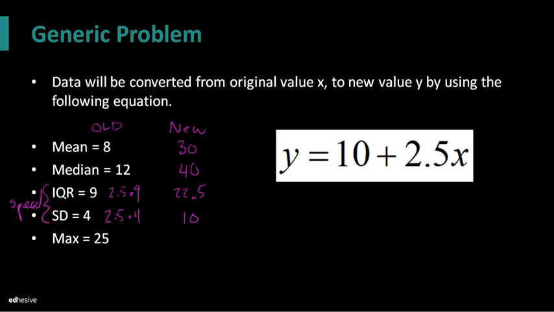Now the max is just a value, right? The max is one value. Any single value is going to get affected by everything. So 2.5 times 25 plus 10 would give me a new max of 72.5. So any particular value on itself, like even Q1, Q3, those are just individual values. They're going to get affected by both multiplication and addition. But it's the measures of spread that only get affected by multiplication or division. So keep that in mind.